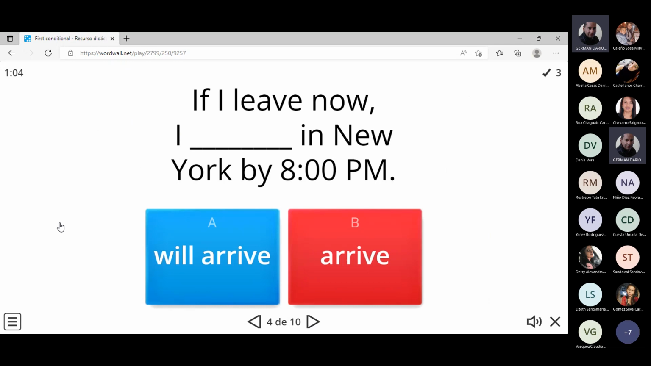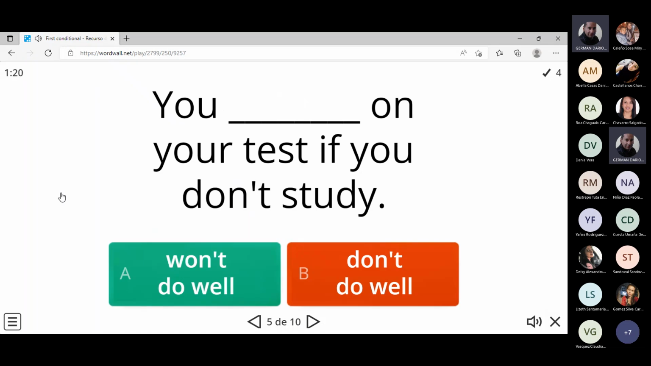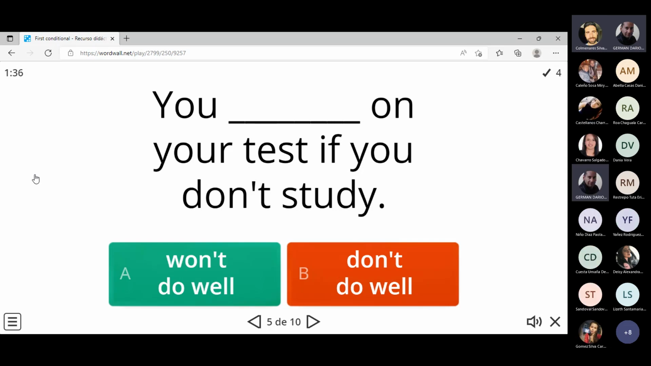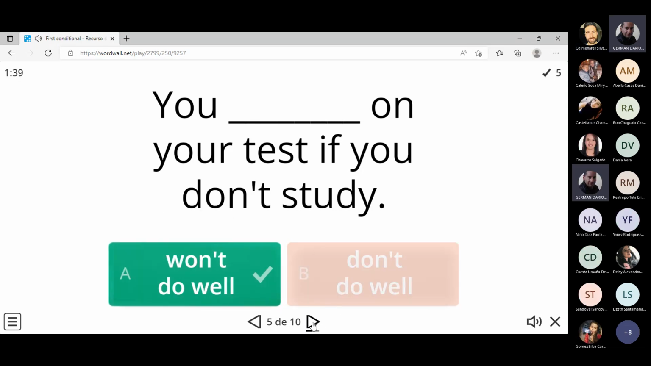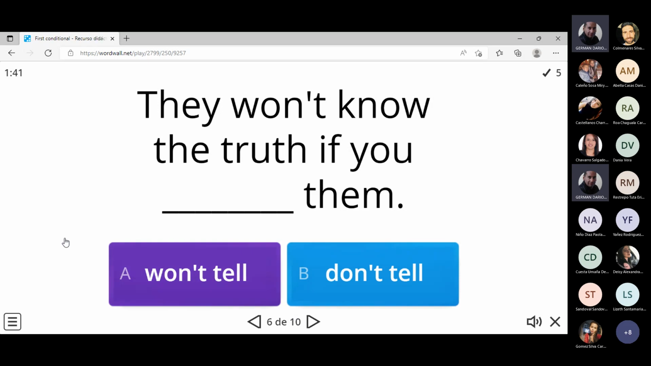Jennifer Chavarro, number 4, Jennifer. If I leave now, I what, Jennifer? If I leave now, I will arrive. Yes, very good, excellent. Okay, Andrés Colmenares. On your test if you don't study. What do you say, Andres? What is the answer? If you want to, well, your thesis. Yes, very good. Excellent. Very easy.